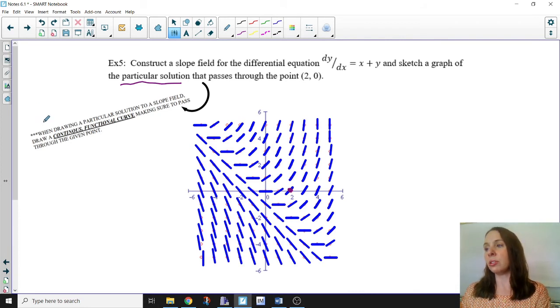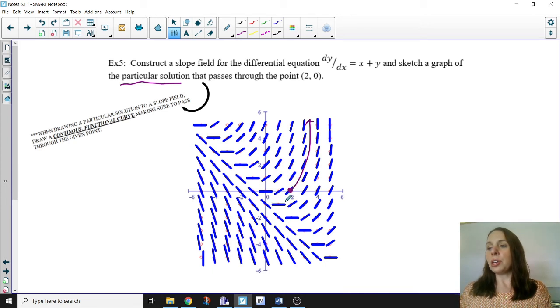Okay, here's an additional little note. When drawing a particular solution to a slope field, draw a continuous functional curve, making sure to pass through the given point. So you definitely want to go through that point, and you can see that on the right-hand side you're going to be going up like that, increasing and getting steeper.